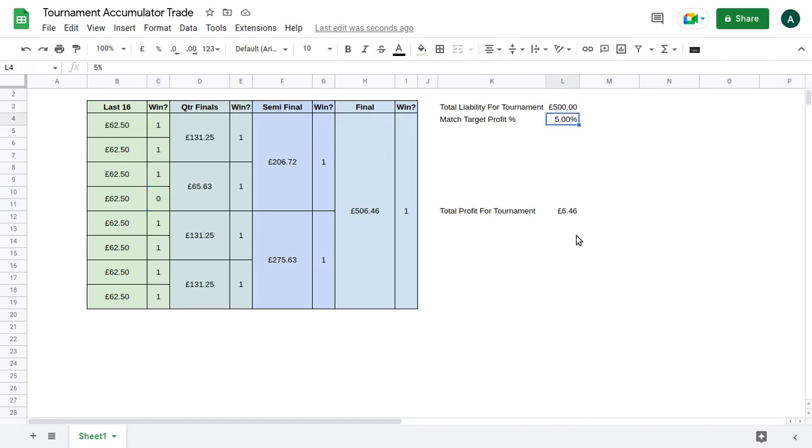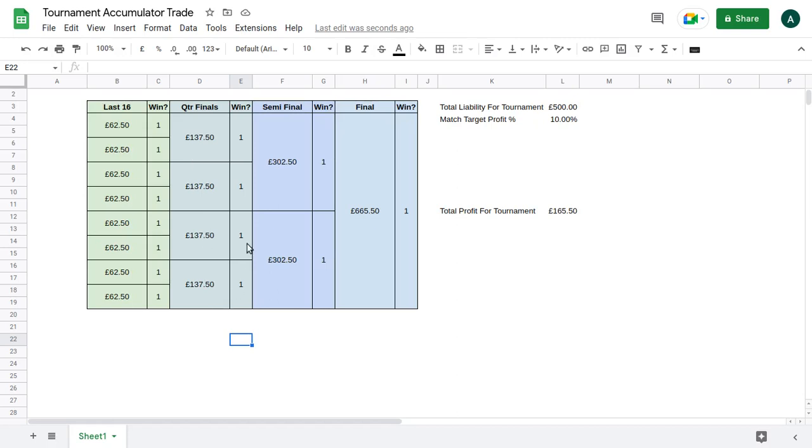If you're happy with a higher target profit, of course, your overall profit for the tournament will be that much greater. So again, if we change that to 10, you'll see we get an £82 profit, even though we've had a failure here. If we had a successful trade all the way through the tournament, you'll see you get 165. I don't think 10% is an unrealistic profit target per match, to be perfectly honest.